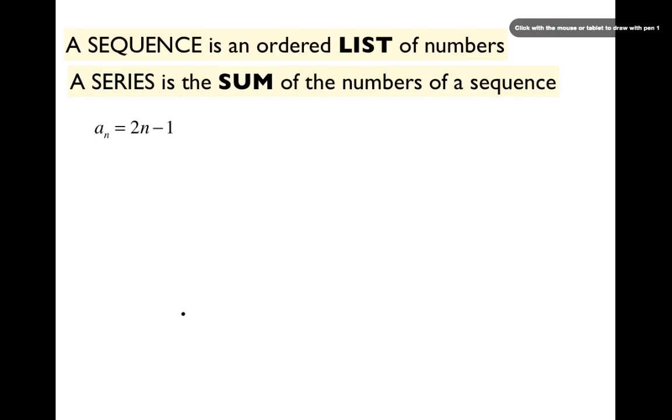So here's a sequence. 2n minus 1. We've talked about that one before. So I want you to write out literally what that would mean. Literally, what would that mean for this particular sequence, 2n minus 1?